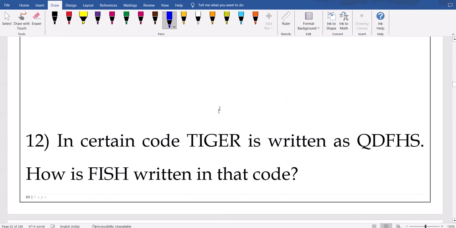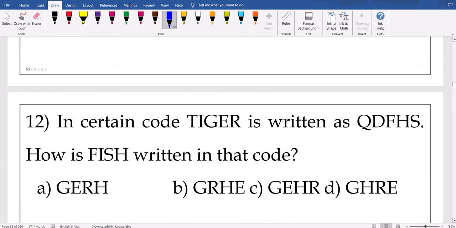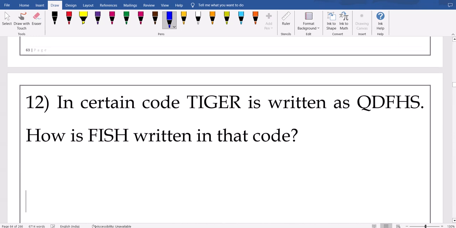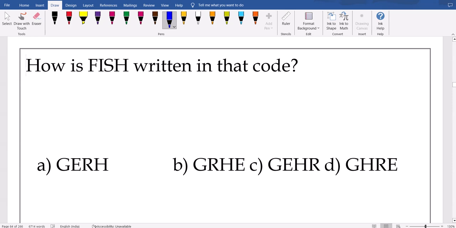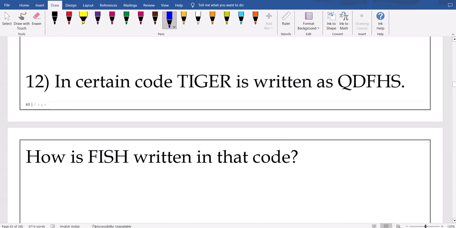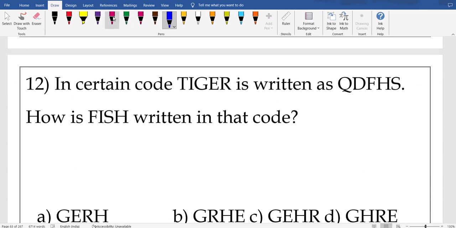Right, so similarly, let's go for the next one. Tiger is given as QDFHS. If you recall, in your booklets also, in coding and decoding, the same question already exists. I already prepared 3 booklets for quant and reasoning semester wise. In the first booklet, you can find the same question as this. Tiger is given as QDFHS. So what is the fish logic?